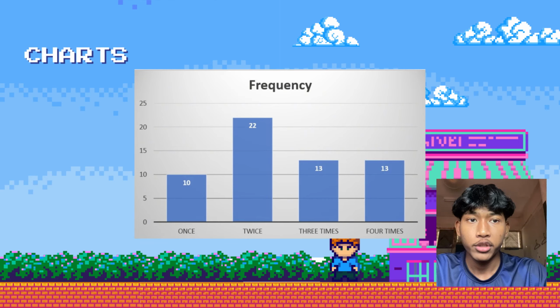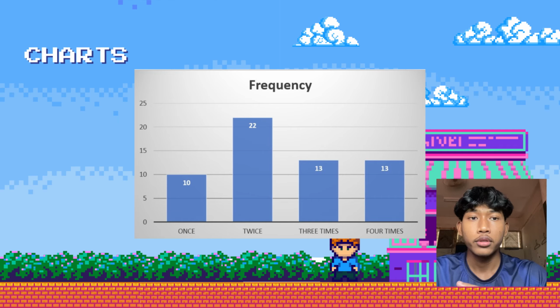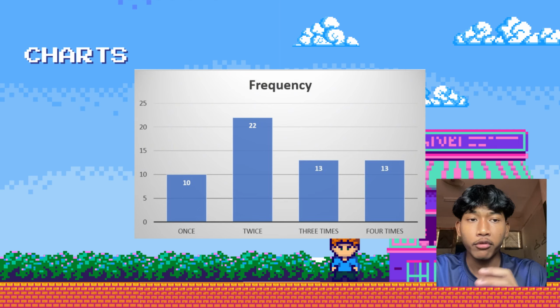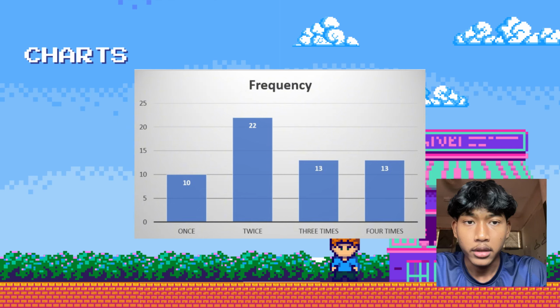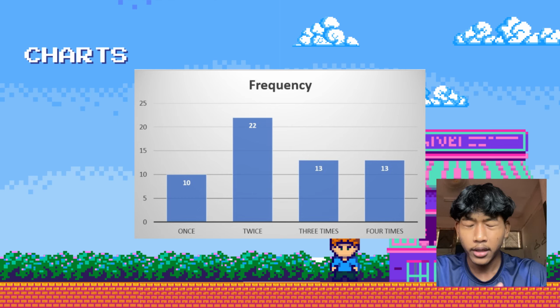Now the frequency with which our AS120 students travel back to their hometown. This bar chart shows the number of times they travel home. The most common frequency is twice, with 22 students. Second is traveling once, as reported by 10 students. Traveling 3 times and 4 times were both reported by 13 students.